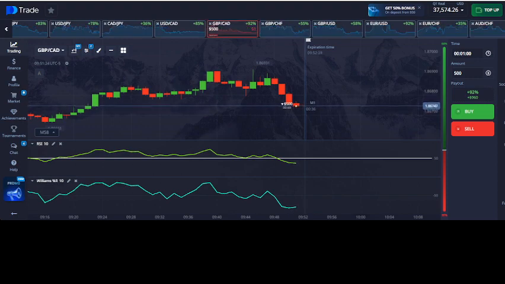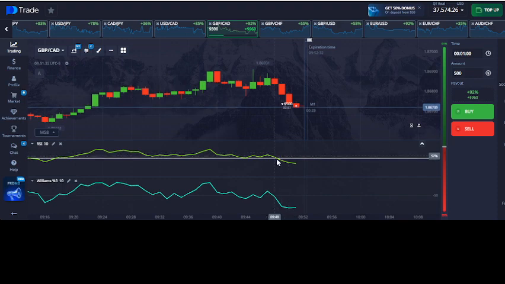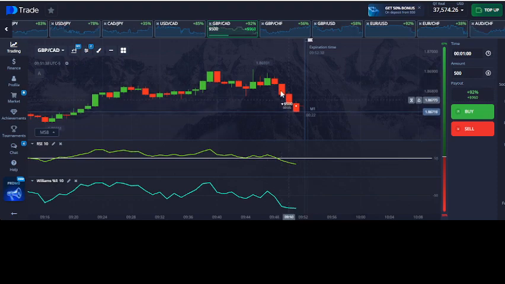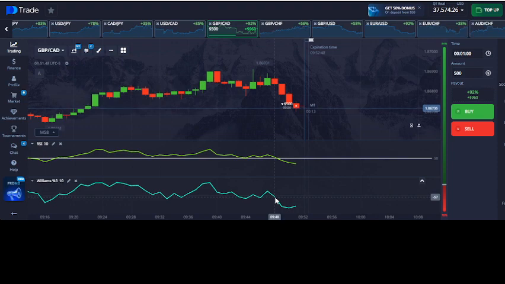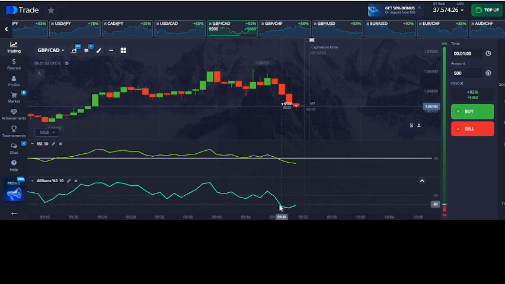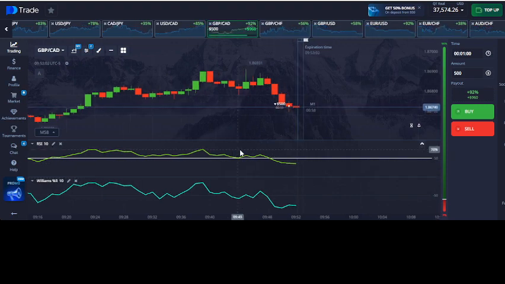Okay, so I'm on the Great British Pound, Canadian dollar, and I just took a sell trade here. And the reason why I took the sell trade is the RSI line just crossed below the 50 line here. We have some strong bearish candles occurring here. In addition to that, the Williams percent R line crosses below the 50 line. The Williams percent R is a momentum oscillator. So this suggests a continued bearish movement to the downside here. So let's monitor this trade and wait for the expiration.